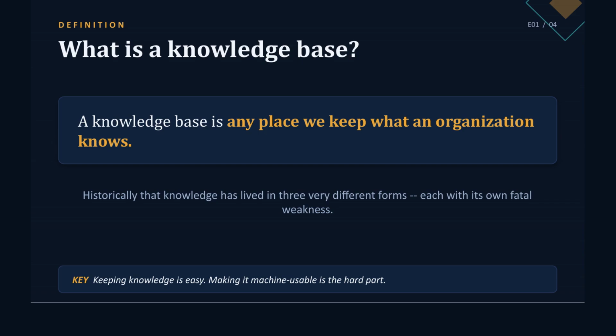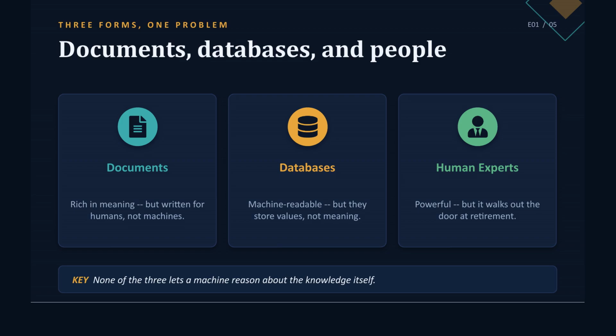But here is the catch. Historically, that knowledge has lived in 3 very different forms, and every one of those 3 forms carries its own fatal weakness, a weakness that quietly stops a machine from ever using it well. First, documents. Reports, manuals, emails, slides. They are rich in meaning, but that meaning is written for humans, not machines. Second, databases. Neat rows and columns, easy for a machine to read, but they store values, not meaning. A column called status holding the number 2 tells the computer nothing about what 2 stands for. And third, the most powerful and most fragile store of all, human experts, whose hard-won knowledge walks out of the door the day they retire. 3 forms, 1 shared problem. None of them lets a machine reason about the knowledge itself.